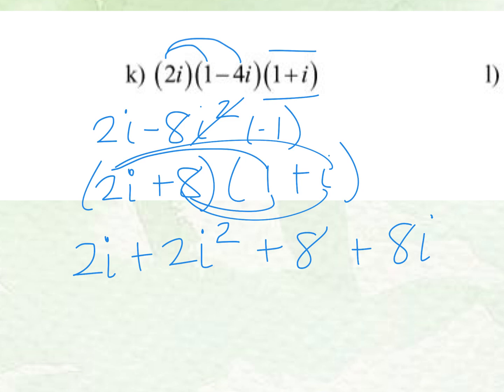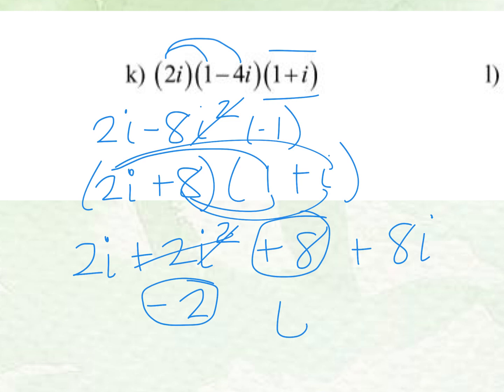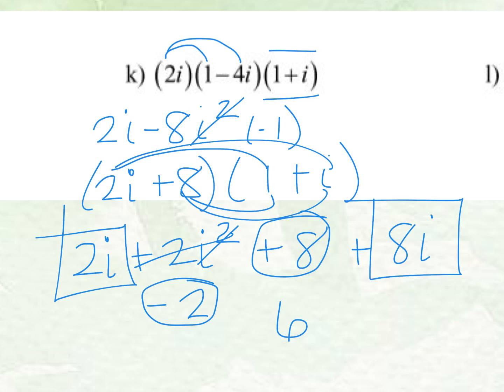All right, so the i squared is something we need to deal with, so we can turn that positive 2i squared into a negative 2, and we can find any other real numbers, which looks like here's my real number and here is a real number, so those are going to combine to give me 6. And then find my imaginary numbers, and 8i and 2i are going to combine to give me 10i.